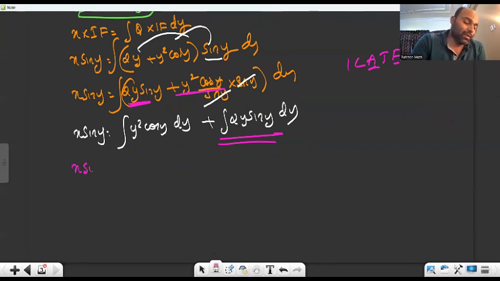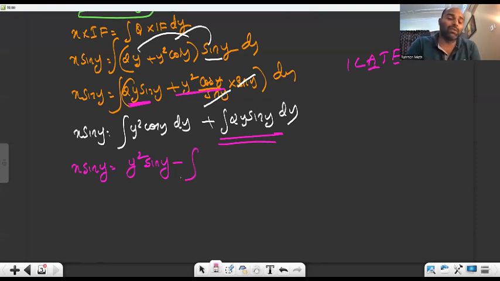x sin y equals first function into integral of the second, cos y, integral sin y, minus integral of the derivative of the first into... Those who don't know integration by parts, please watch the video and make it clear. Let me see, I'll do one video for that also. Anyway, very early it won't be possible. 2y and integral of the second, that is sin y dy.